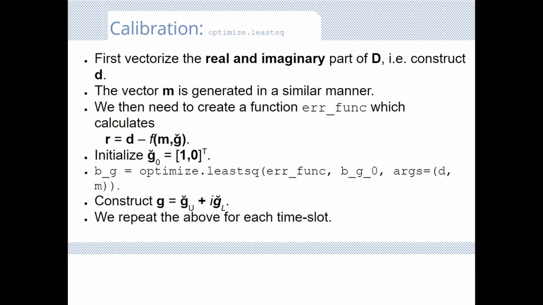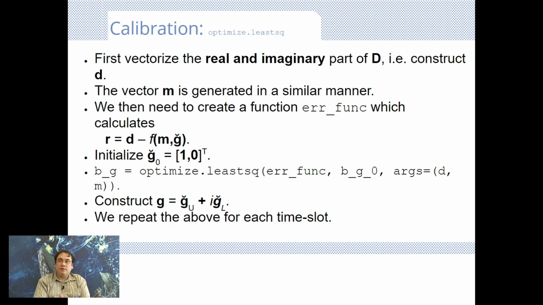So let's look at how this is implemented in software, just coming back to a practical implementation. Firstly, we vectorize the real and imaginary components of this data vector. Remember, I said we solve for them separately, right? The model vector is then generated in similar fashion, so we split the real and imaginary part. This is a typical approach that's followed in calibration software such as CASA.